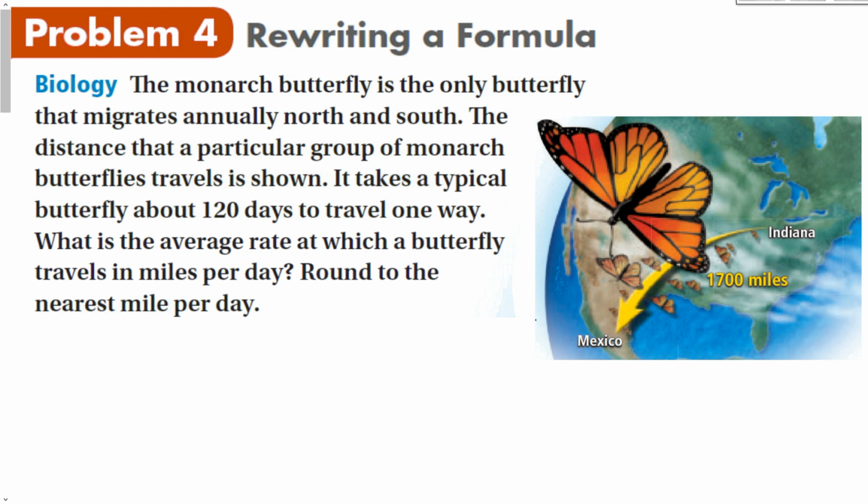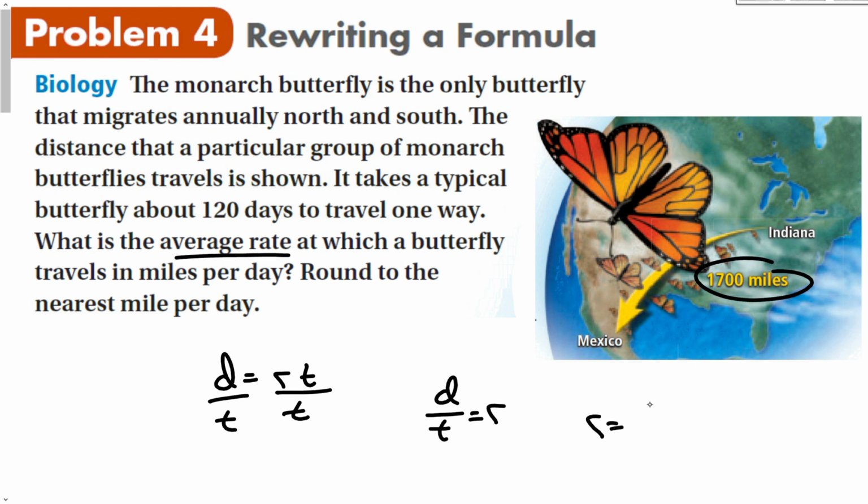Well, if I think about my formulas, the one that's going to help me is distance equals the rate times the time. And I want to know the rate. So that means divide both sides by t, and we have distance over time is equal to rate. So my rate is equal to 1,700 miles over time, 120 days. And this answer, miles on the top, days on the bottom, is going to be in miles per day.